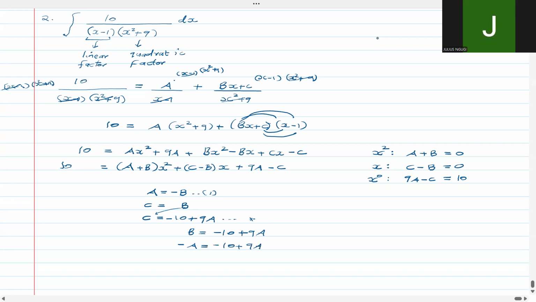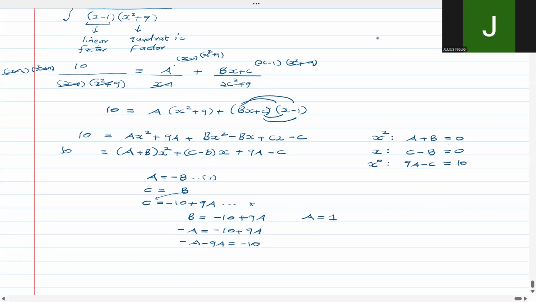And now I have an equation which has only A's. Now if I was to solve for A, I will have minus A minus 9A equals minus 10. So this gives you A equals 1 if you solve for A. A equals 1, and the 3 equations were these ones here, the one which was simplified, number 2 and number 3, the one with an asterisk. A equals 1, and A is also equal to minus B.